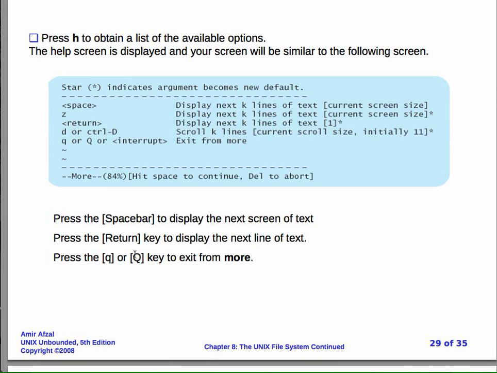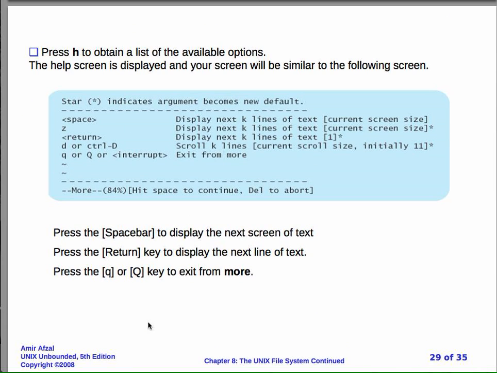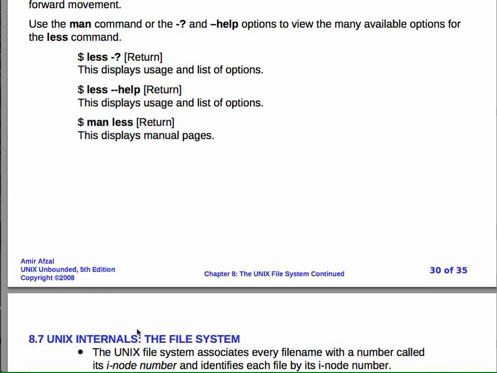And you can press H to obtain a list of available options. It's not a lot of options that people use with more. It's usually just space, return, or Q. That's usually all you do.